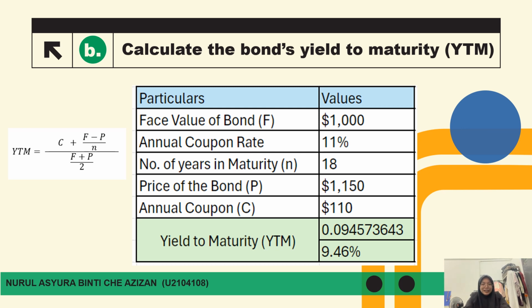Moving on to question B, calculate the bond's yield to maturity, YTM. To find the YTM, I use Excel and also this formula to get the exact value of YTM. The face value of the bond given in this question is $1,000. The annual coupon rate is 10%. The number of years to maturity is 18 years. The price of the bond is $1,150 and the last one, the annual coupon, is $110. So I use Excel and fill in the values and I get the answer, which is 9.46% for the YTM.